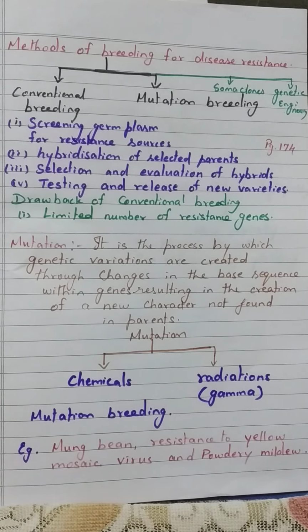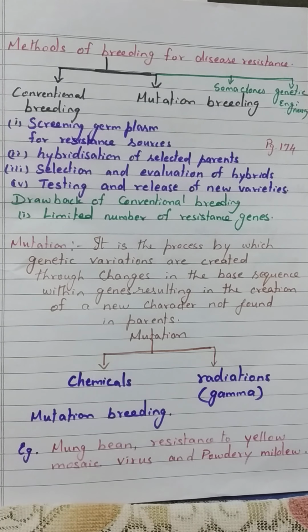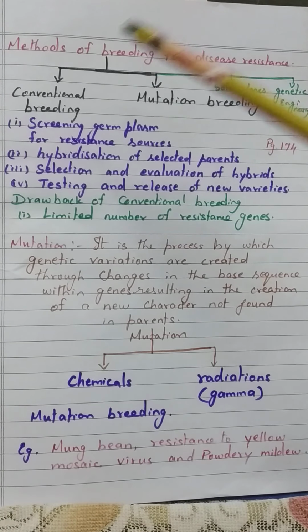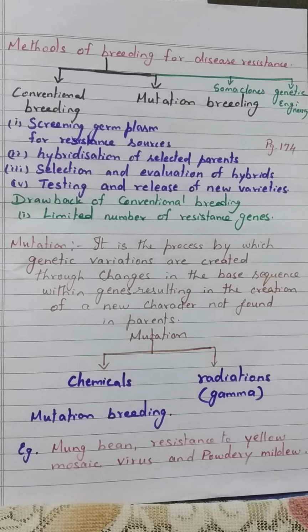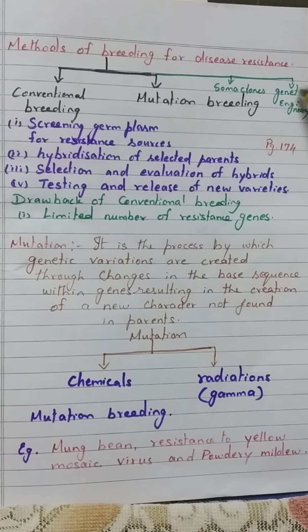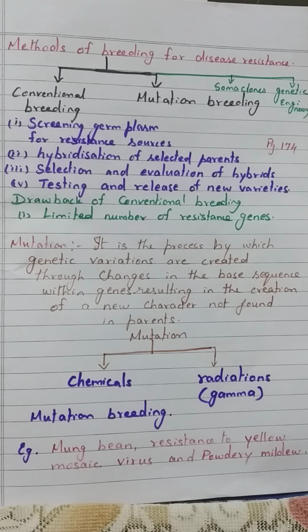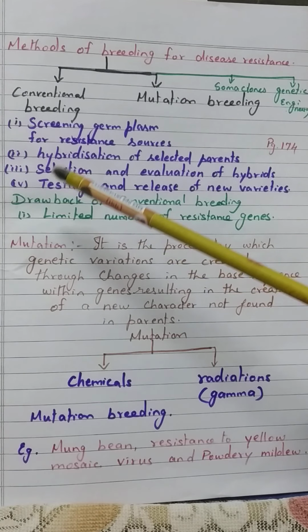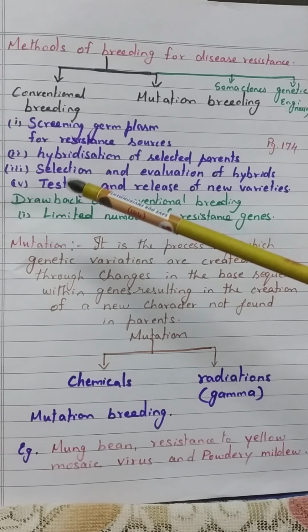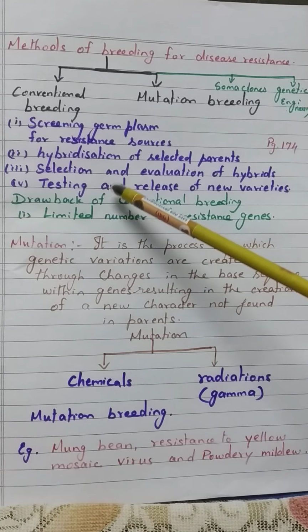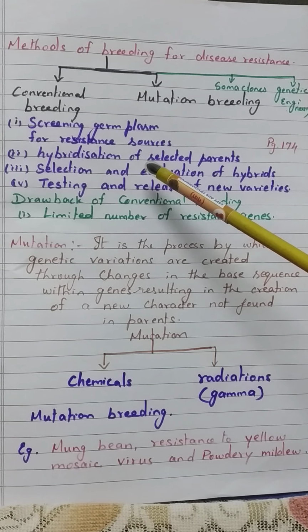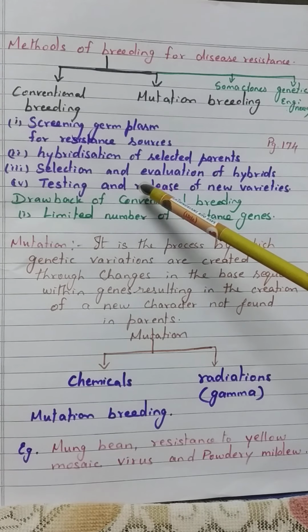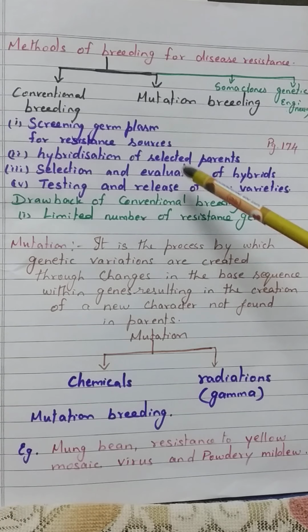There are different methods of breeding for disease resistance: the conventional breeding method, the mutation breeding method, somaclones, and genetic engineering. First we will discuss the conventional breeding method. This is the same as we studied earlier, the steps in breeding a new genetic variety of a crop. Here the new variety is one that is resistant against diseases. The same methods are used here.